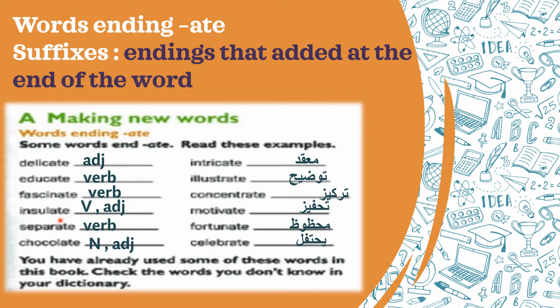It can be verb or adjective, and it depends on the location in the sentence. In these sentences, chocolate comes as a noun or adjective. Intricate, illustrate, concentrate comes as a noun or verb. Motivate, fortunate, private. So we have these words that come as adjective or verb or both. Verb, adjective, or noun, adjective, and so on.